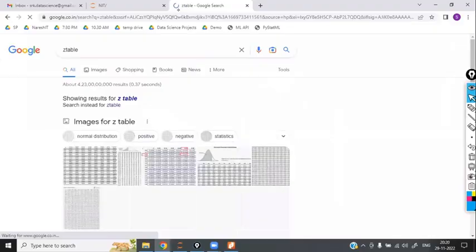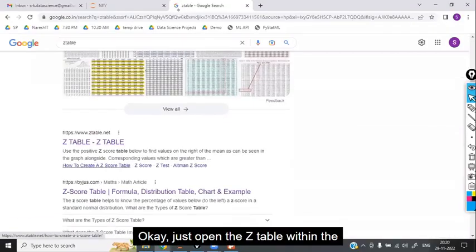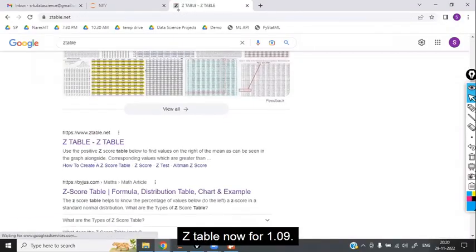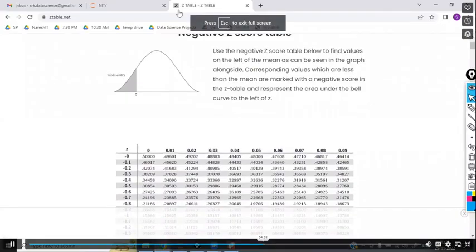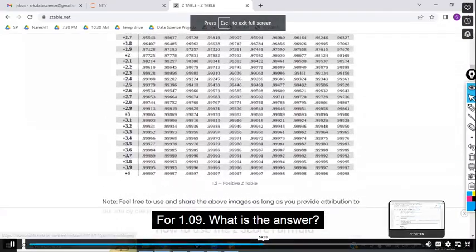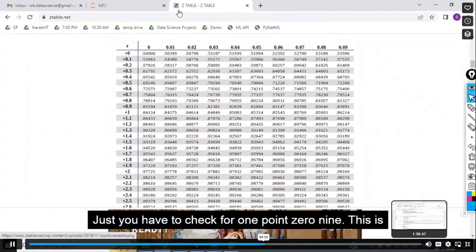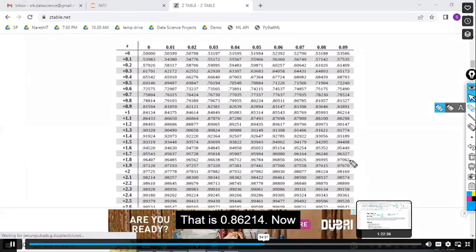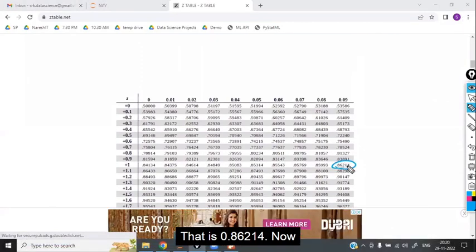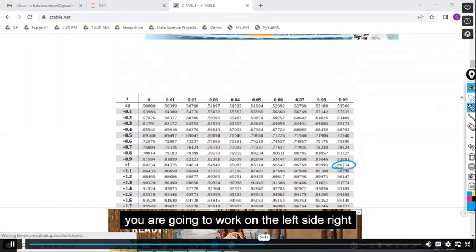ztable.net. Okay, just open the Z table. Within the Z table, now for 1.09, what is the answer? You just have to check. For 1.09, this is the one. That is 0.86214.